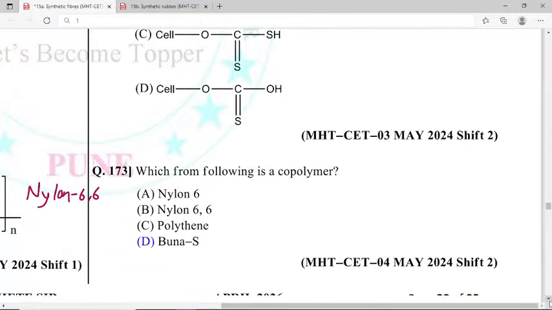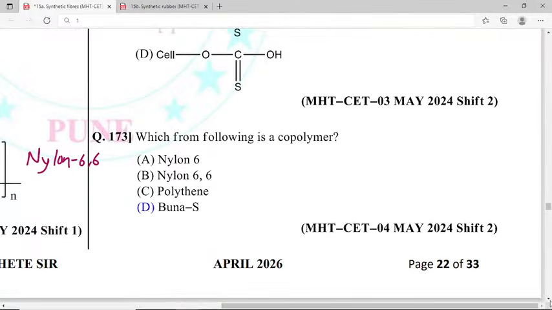Next question. Which of the following is a copolymer? Buna S is a copolymer.